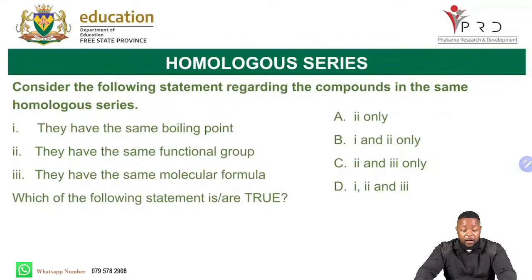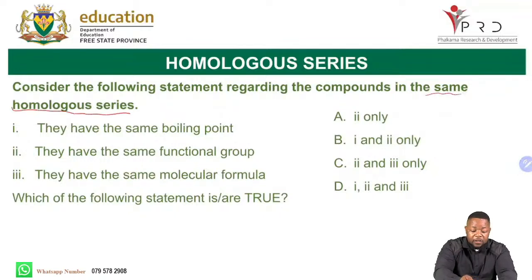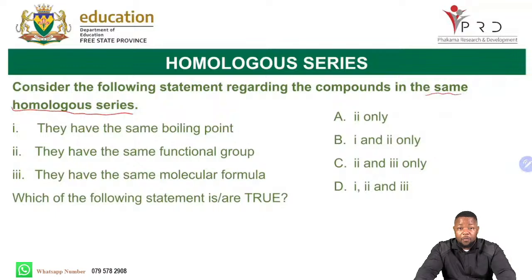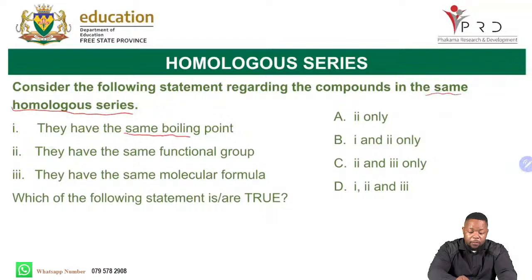Let's carry on. Now, consider the following statement regarding the compounds with the same homologous series. For you to be able to answer this question correctly, you need to know how to define the term homologous series. If the definition of the term homologous series is clear, then you will be able to answer this question correctly. However, let's look at the options. Roman figure 1 here says that they have the same boiling point.